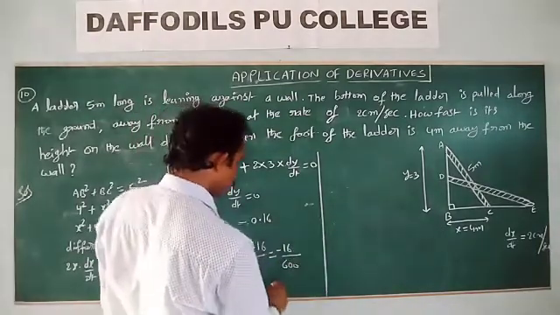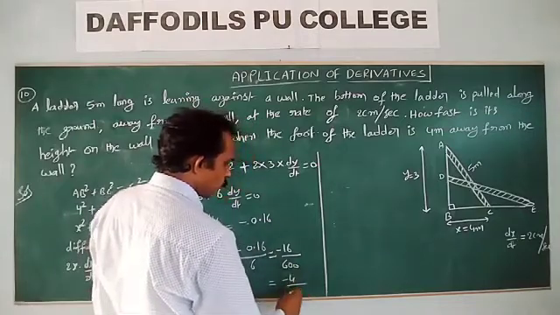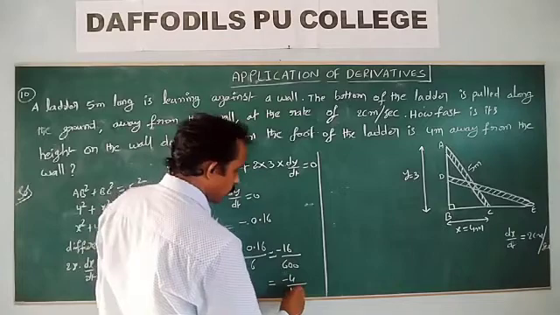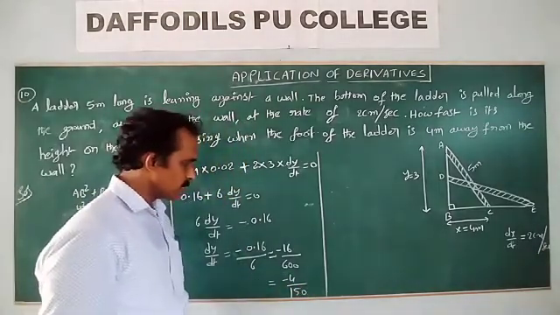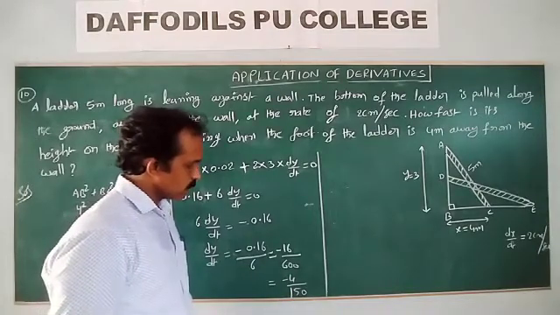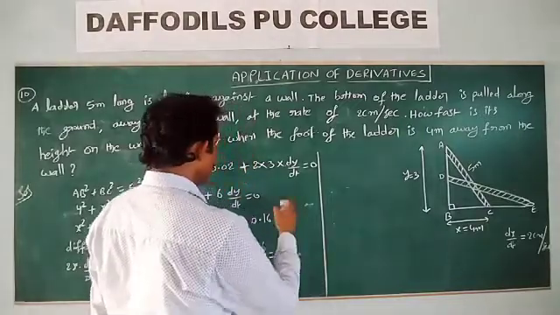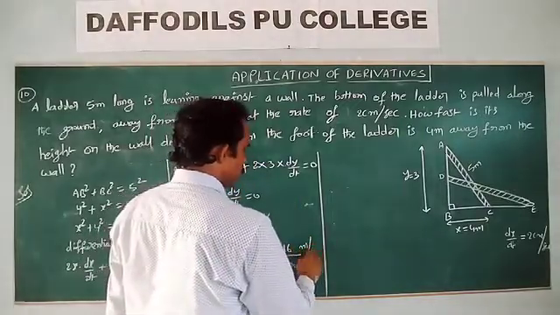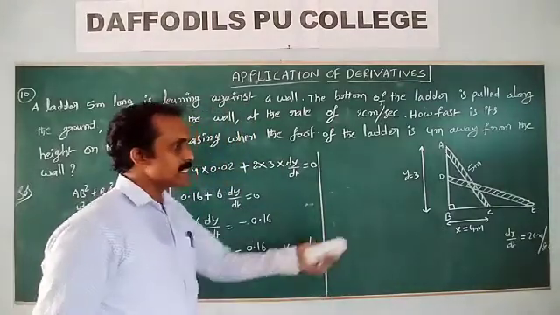4 fours minus 4 divided by 4 ones, 4 fives, 0. 4 5 0. This is meter per second. We want centimeter per second.